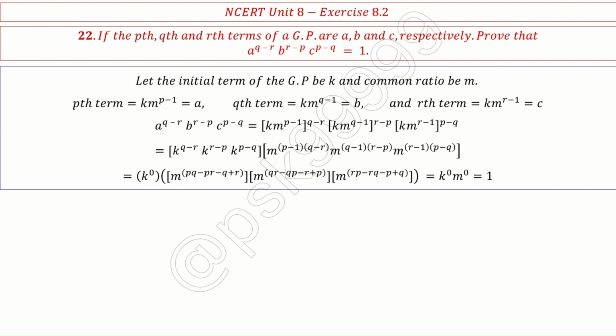Okay, common ratio is m. So the pth term is nothing but k into m to the power of p minus 1, which is a. Now the qth term is k into m to the power of q minus 1, which is b. The rth term is k into m to the power of r minus 1, which is c. Now just take the LHS. Replace with the terms here, and then just simplify. What you will get is k to the power of 0 here, and then m to the power of 0 here. So k to the power of 0 and m to the power of 0 is 1, correct? So that is nothing but your RHS. So this is how we can prove.